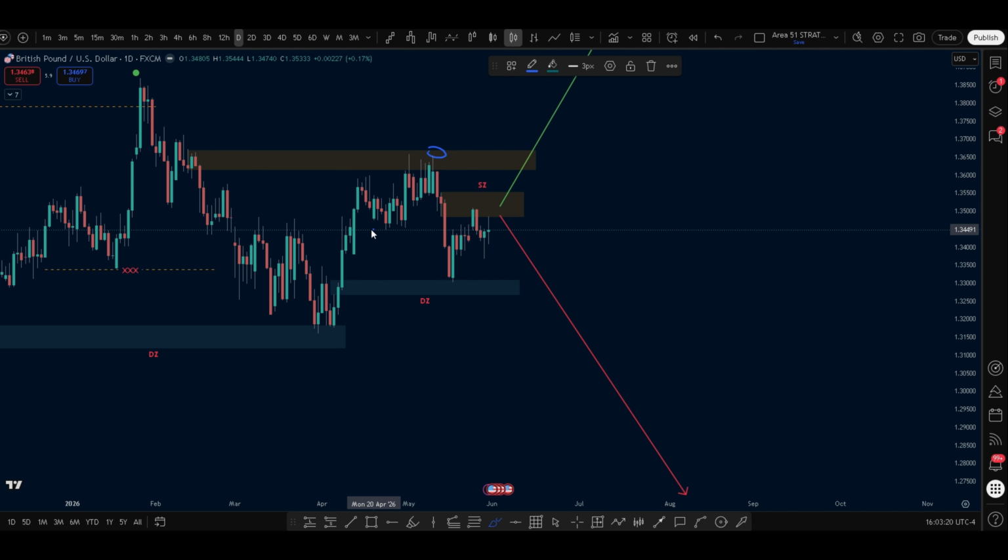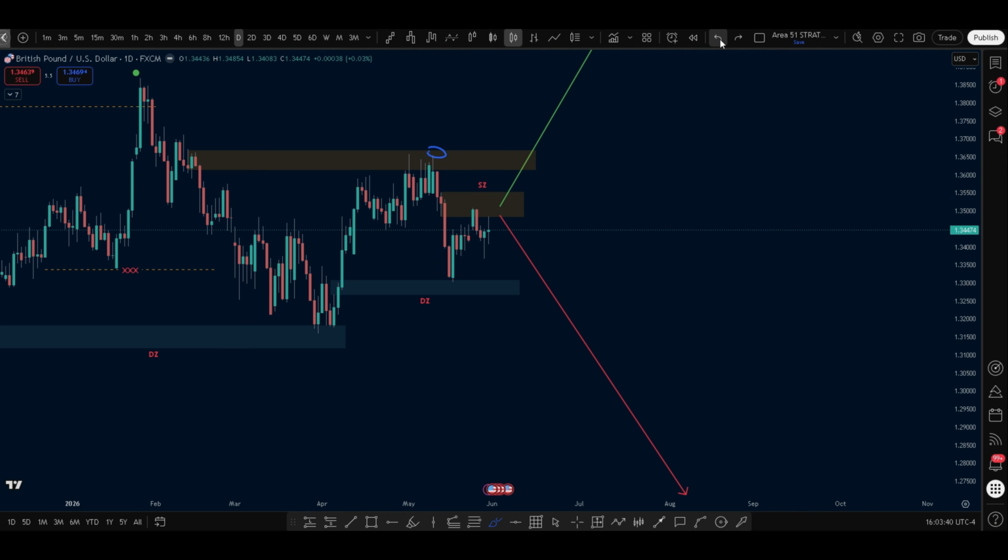Okay, so we have a mini shift, an internal shift here. Price came all the way down with the pressure, went back again, creating an imbalance between here and here. We can see the imbalance going on, and then price reacted right away.